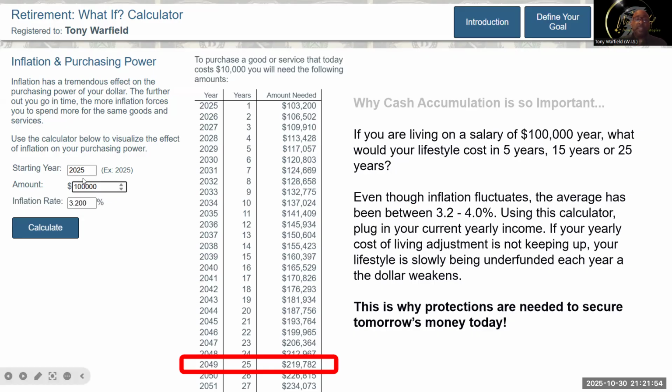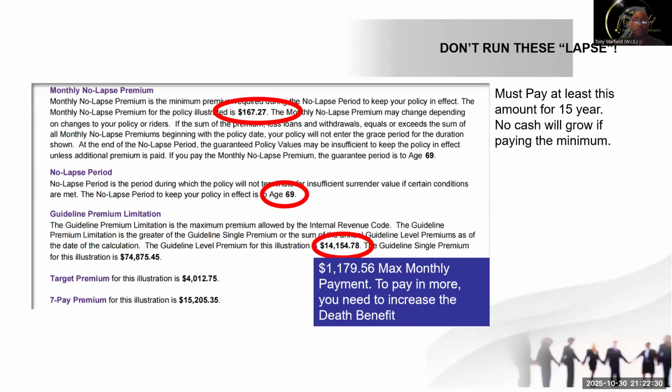So what you get today for $100,000, if you add on inflation, which averages about 3.2% every year, today's $100,000 is $220,000 25 years from now. So if your policy is not keeping up with that, if your savings account is not keeping up with that, if your investment account is not keeping up with that, you are losing money. And if you don't have the protection in place with your life insurance policy, you are possibly going to lose more than that, right? So let's see what we're talking about here.